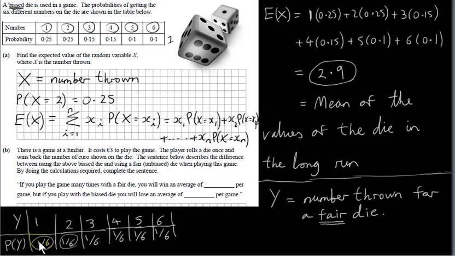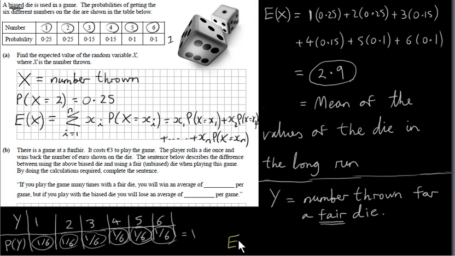So the probability of throwing a 1 is 1 over 6, because there are 6 options and they're all equally likely, so it's just 1 over 6. Similarly, the probability of throwing the number 2 on a fair die is 1 over 6, because this 2 is just one option out of 6, and all these options are equally likely. And of course they all add up to 1.